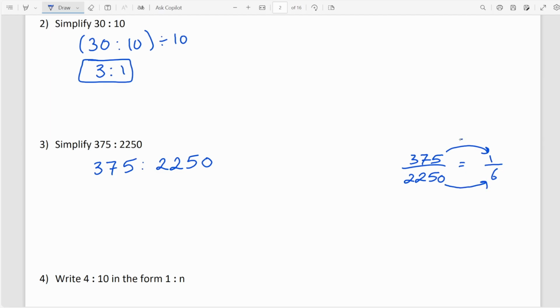So how did that happen? Well, we obviously divided by 375. You can tell easily by the top part, okay? So the way to simplify this is to divide by 375, okay? And that will give you 1 and 6. That's the final answer.